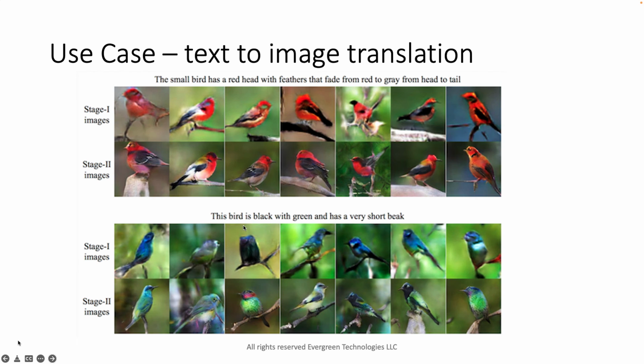In the second example, you can see the bird is black with green and has a very short beak. In this particular case, the GAN network has generated the image of a bird which is black and green in shade, and has a really small beak, right? So this way GAN is also used for generating images from text.